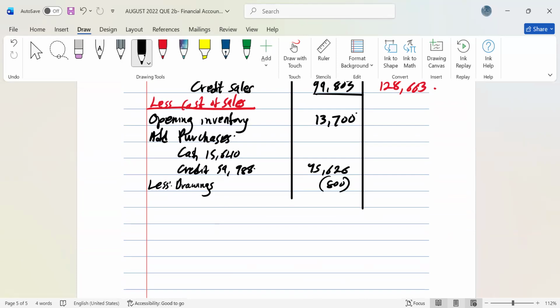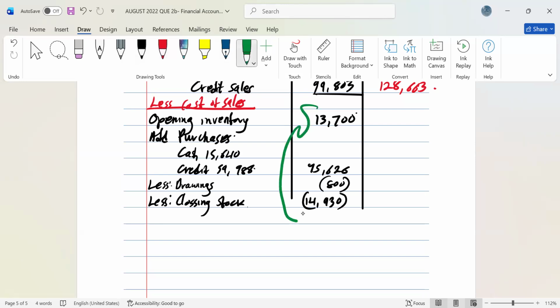Then we less closing stock. How much was the closing stock? Was it 14,930? Yes, 14,930. We less that one. So these ones only will give us our cost of sales, which is automatically going to be 73,596.